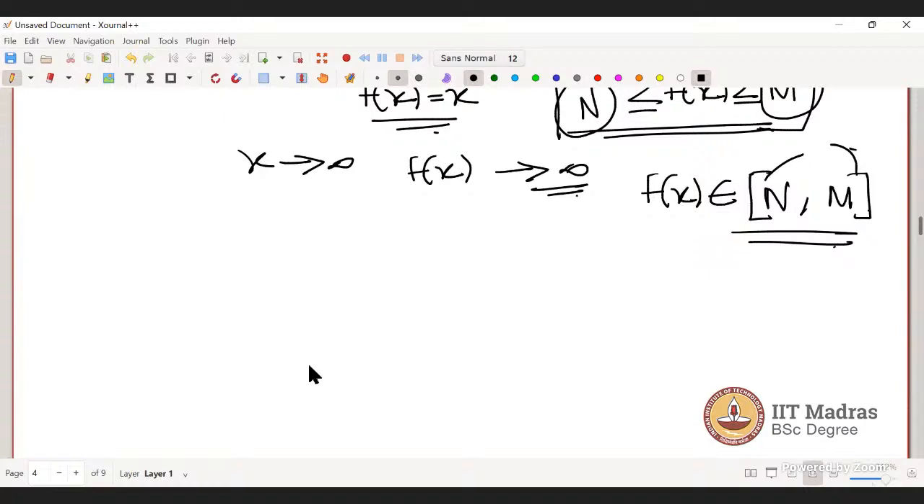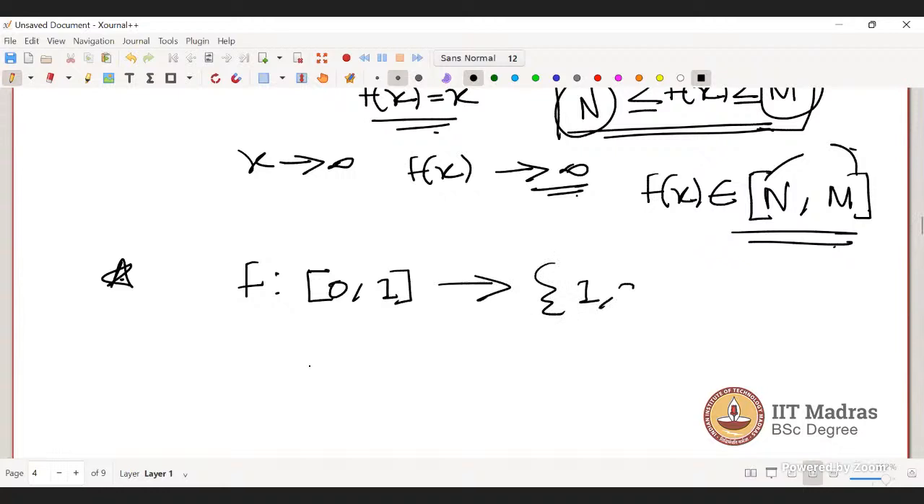See, if the range is finite, then certainly it's a bounded function. You cannot fix the range, you can only comment on the codomain, right? You cannot define the range. If I define a function like this, say 0, 1, 2, maybe 1, 2, 3, 4, that is the codomain, right? This is not a function, first of all.